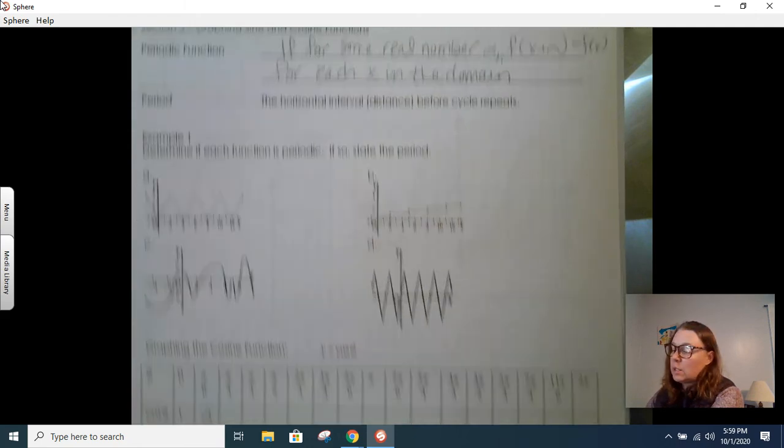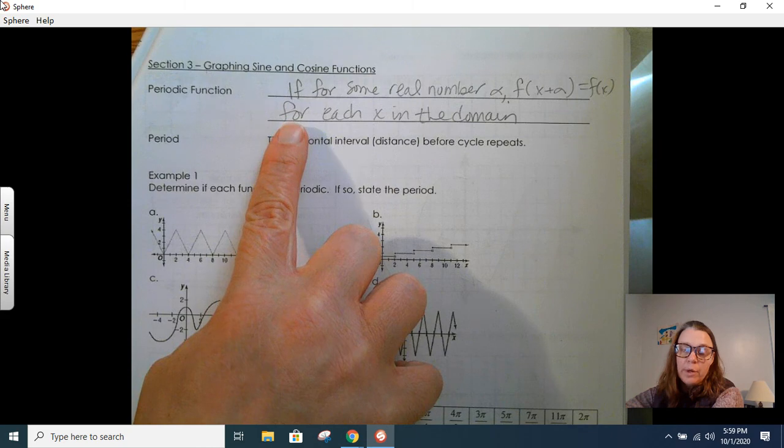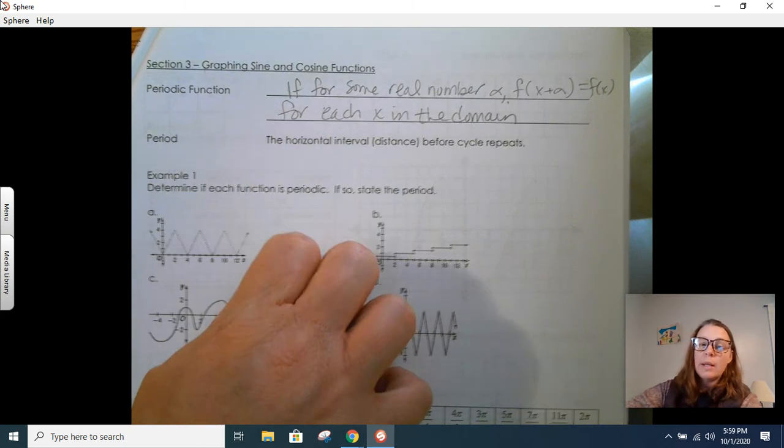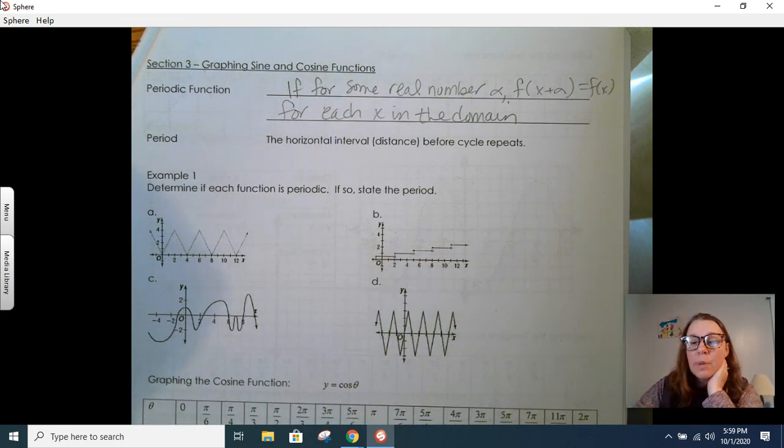So you can see here, this is the 6.3. This is like the formal definition of period. I don't know that you necessarily need to have that memorized. It just says if for some real number, that's the Greek letter alpha, f of x plus alpha equals f of x. It just means the y values stay the same over a certain interval. Again, we don't really need to worry about that so much.